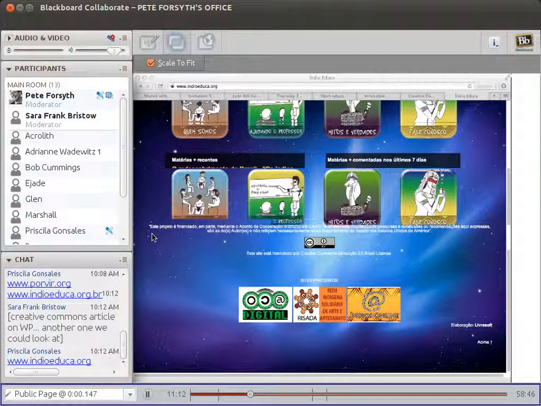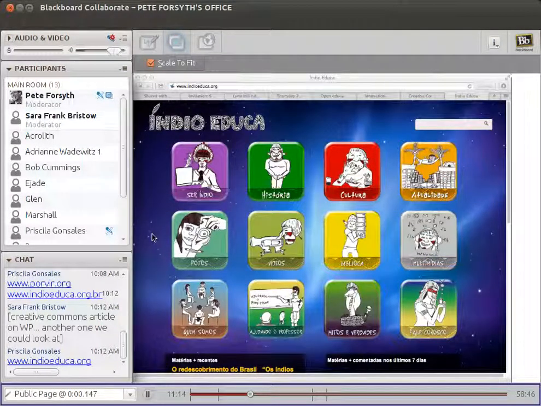Mm-hmm. Yeah. So these are resources for students of what age? How old would the students be? Not exactly a specific age. Okay. Everyone who is interested in knowing more about Indian culture, Indian history, they can look for it on this website. Okay.